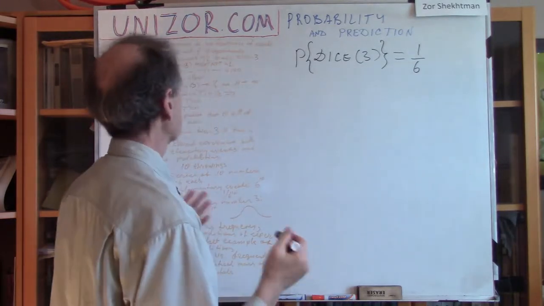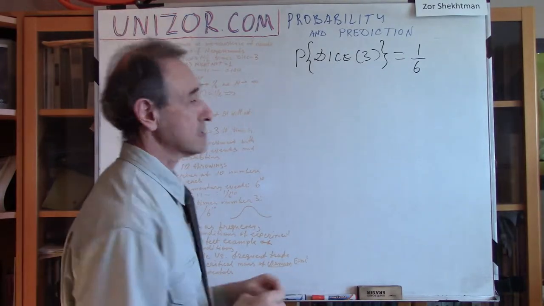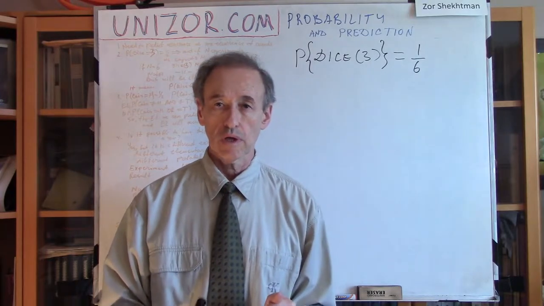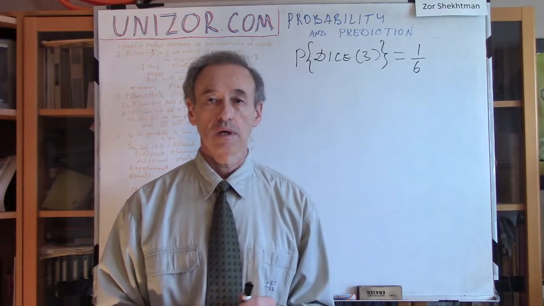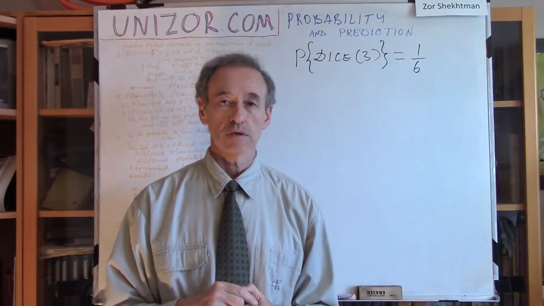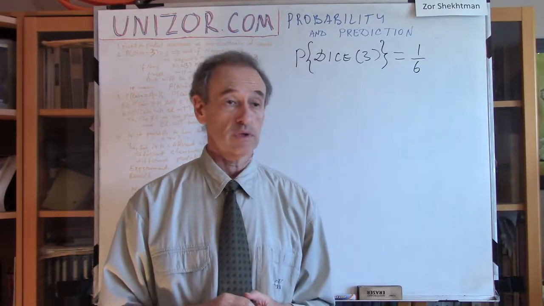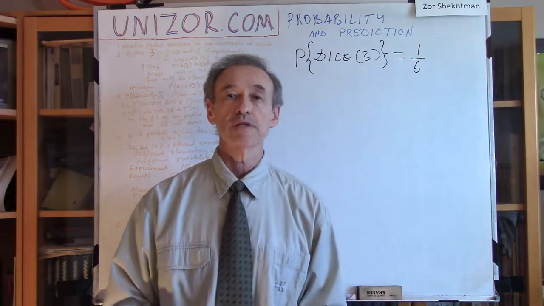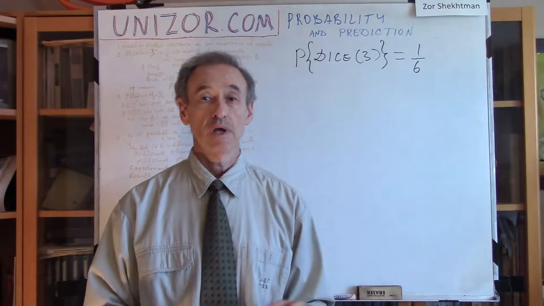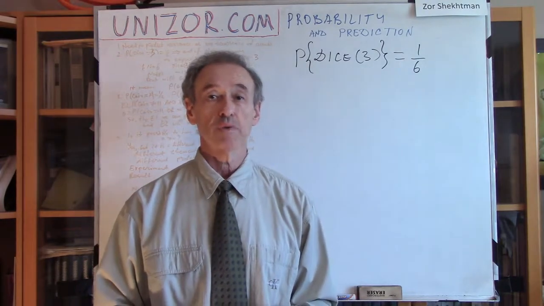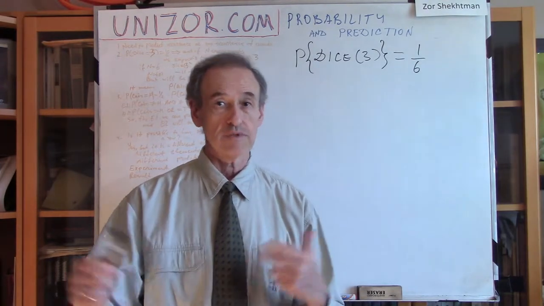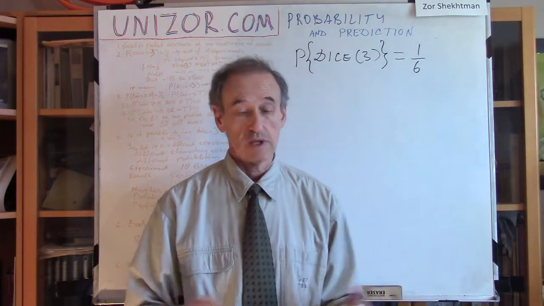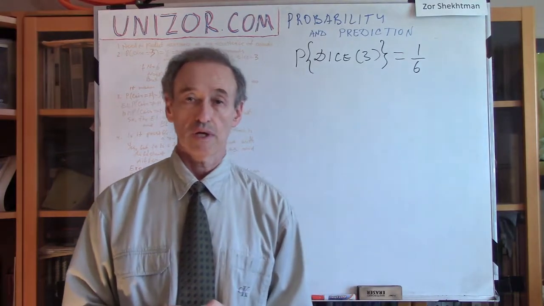All right, now, what does it mean actually? Does it mean that from every series of six throws, we will have exactly one event when the 3 is on top and the others will be different? Absolutely not. That's absolutely not the case. How about if we increase the number of experiments, let's say to 600? Does it mean that there will be 100 times when the 3 will be on top, 1/6 of the total number of experiments? Absolutely not. It can be 99 or 117 or anything like that.